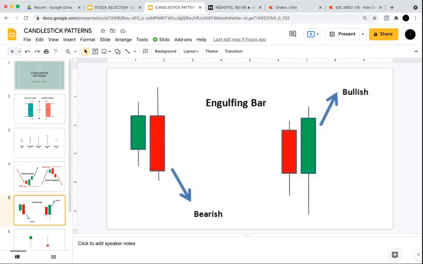Yes, same thing, engulfing bar. All right, here's the bullish engulfing. This is the bearish engulfing, where if the opposite happens with the red candle, it's a bearish indicator, and this one is a bullish indicator. All right, one more.